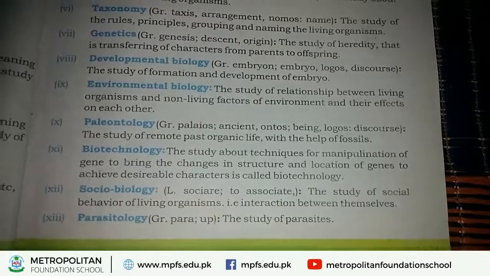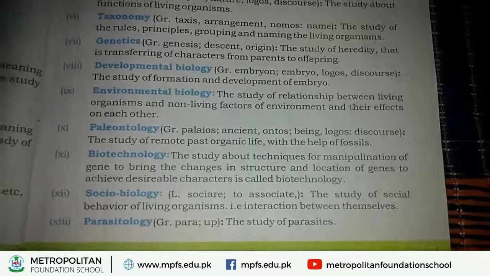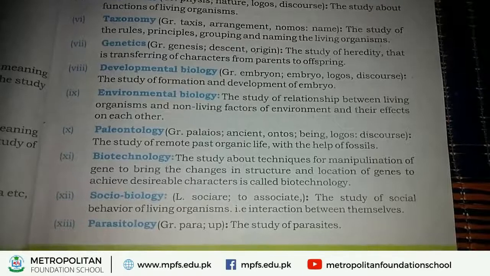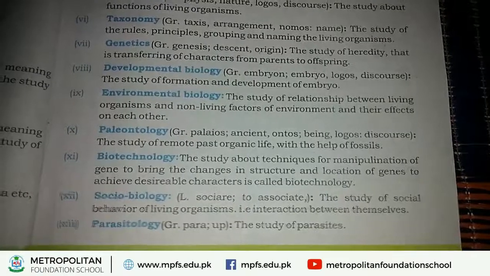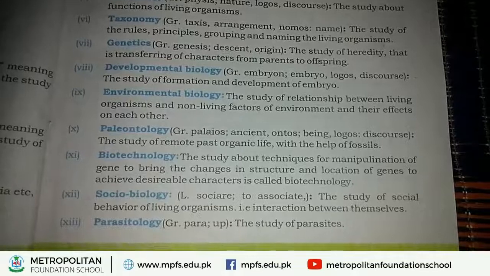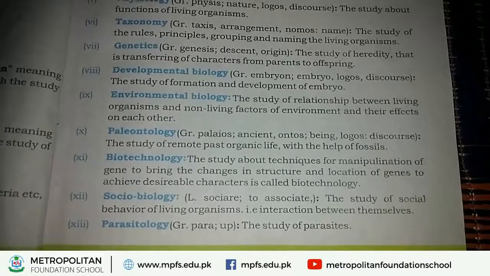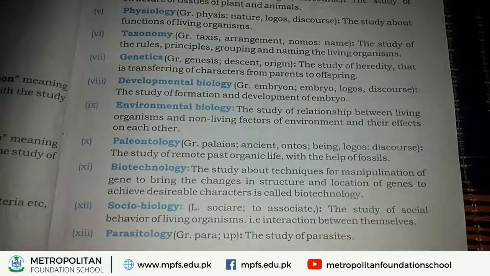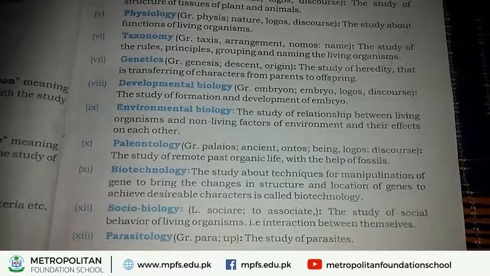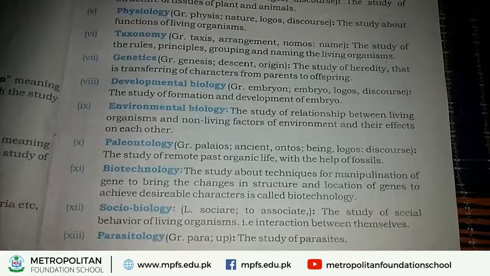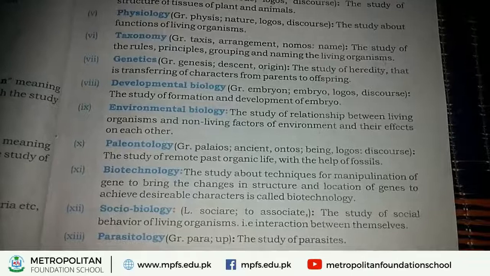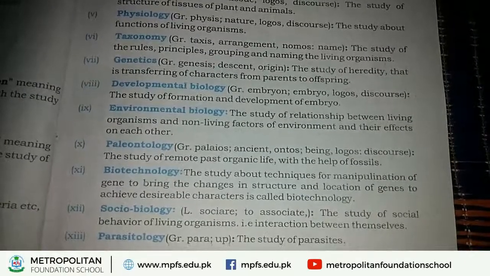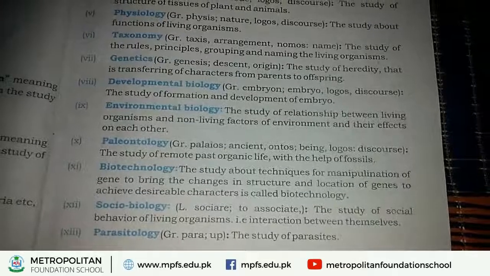For example, if we observe in our environment, sun is a source of energy. This energy is utilized by plants, and these plants are utilized by animals and human beings. So every organism relates with each other and they depend on each other for their food to survive their life. Okay.